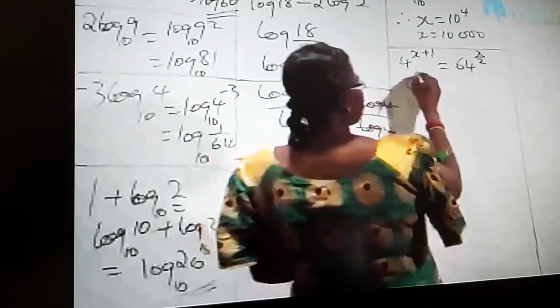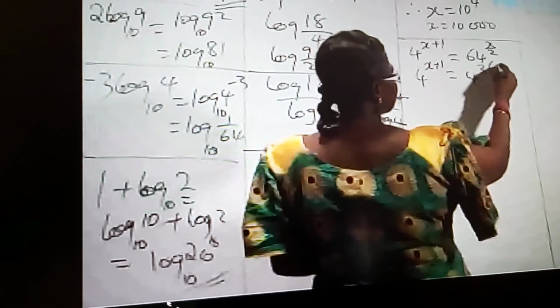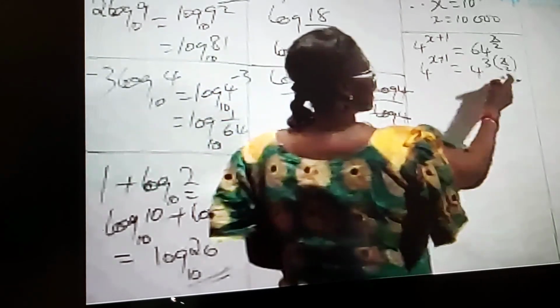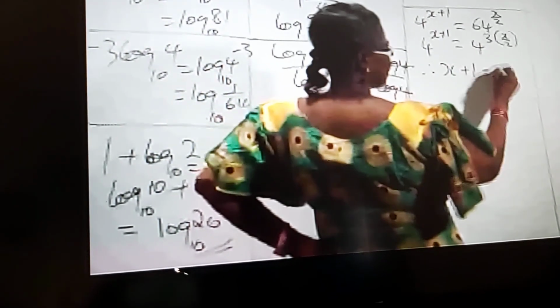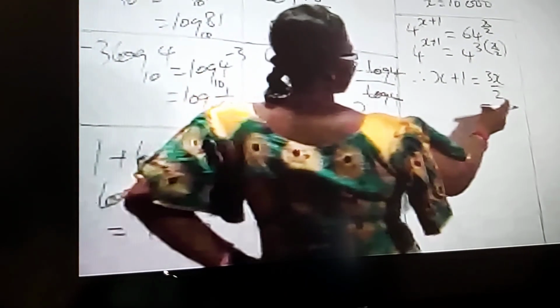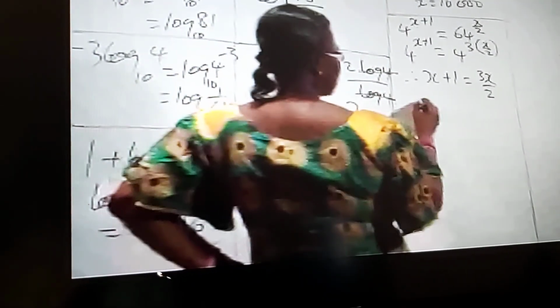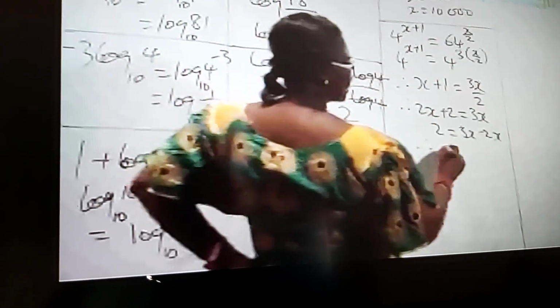So 4 raised to the power x plus 1 equals 4 raised to the power 3 times x over 2. That's multiplying the two powers. If the bases are the same, the powers are the same. Therefore, x plus 1 is equal to 3x over 2. Multiply through by 2 to get rid of the fraction: 2x plus 2 is equal to 3x. Transfer: 2 is equal to 3x minus 2x. Therefore, x is equal to 2.